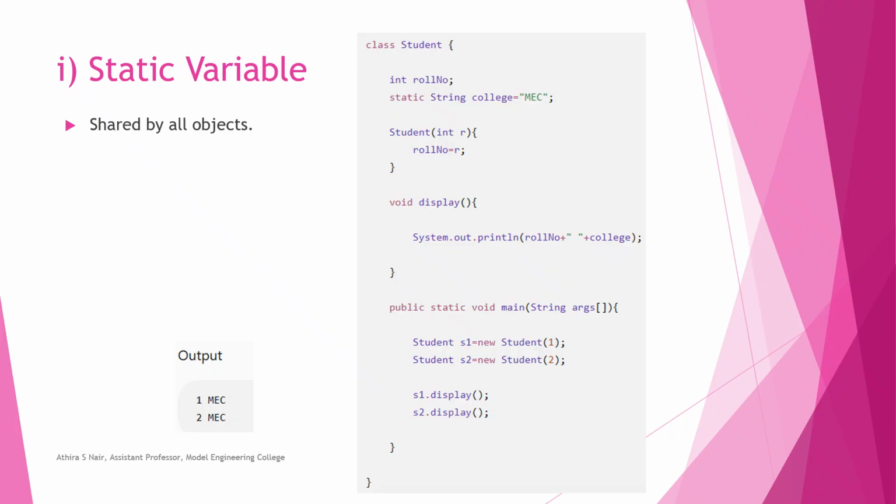Now let's discuss static variable. So an instance variable belongs to an object, but a static variable belongs to the class and it can be shared by all objects. So in this program, we have a class student and roll number is the instance variable here and college is the static variable here. So each student has a different roll number, but college is static. That is, the college is common to all students. Therefore, we don't need a separate copy of college for every object. So one static variable is shared among all the objects.